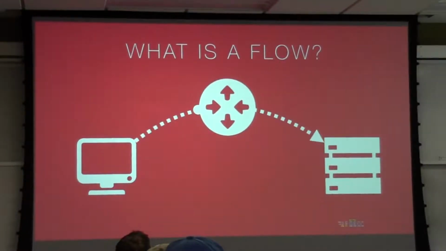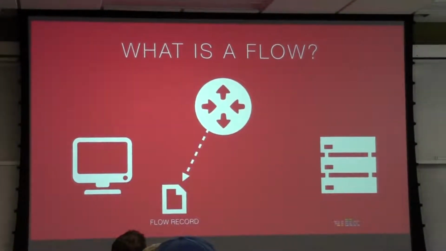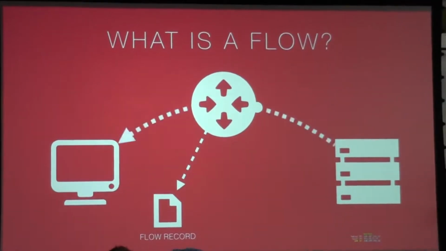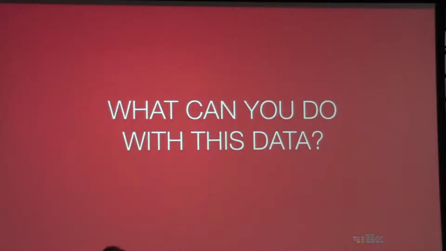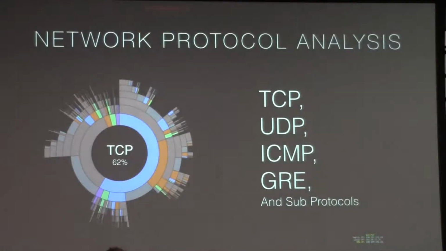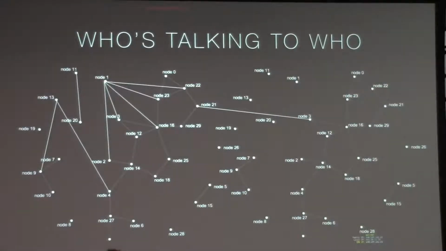As a computer is talking to a server on the internet and traffic goes through a router, the traffic going one direction creates a flow record, and the traffic going the other direction creates a flow record. Inside of this is some really cool stuff. What you can do with this data is things like network protocol analysis. You can break out all of the things this computer or IP address is doing. Here's who he's communicating to. You can see who he's talking to.